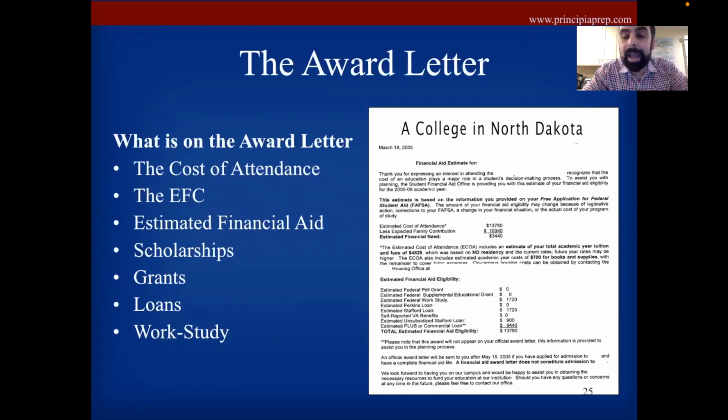Now, I suggest everyone appeal scholarship money. There's nothing that happens if you appeal a scholarship. Only 2 things happen. Either they say, yes, we're going to give you more, or they say, no, we're not going to give you any more. Those are the 2 things that happen when you appeal any scholarship. The second appeal has 3 outcomes.